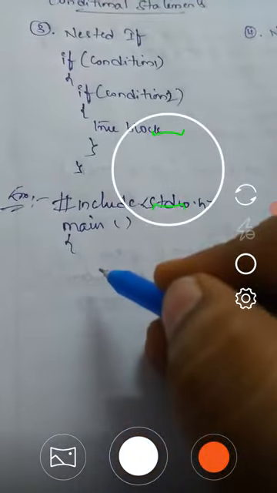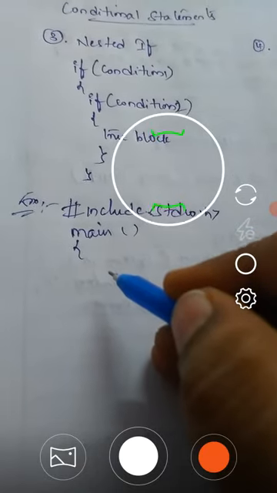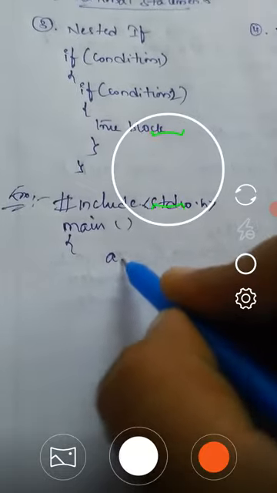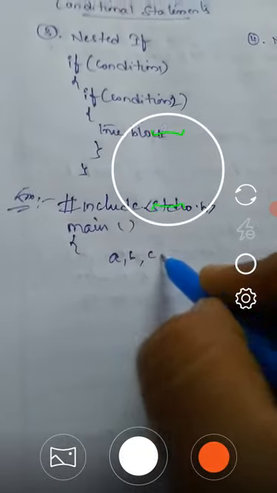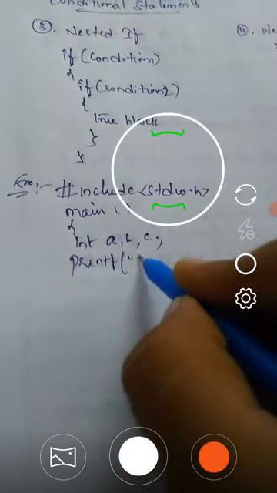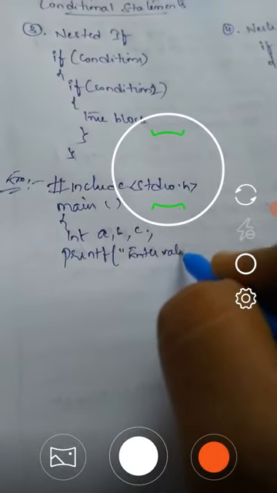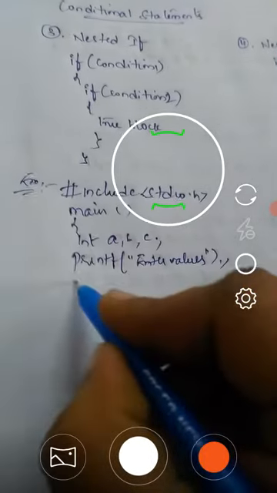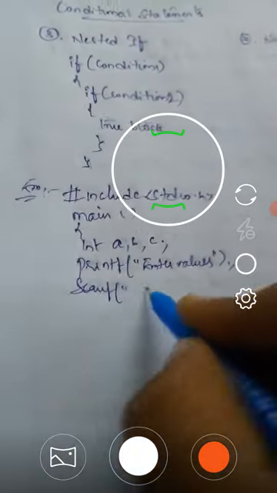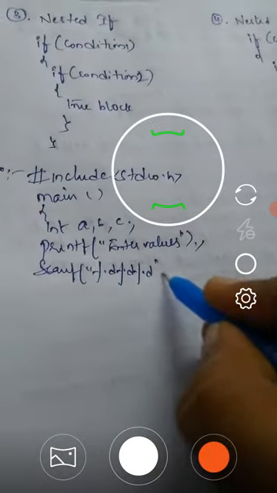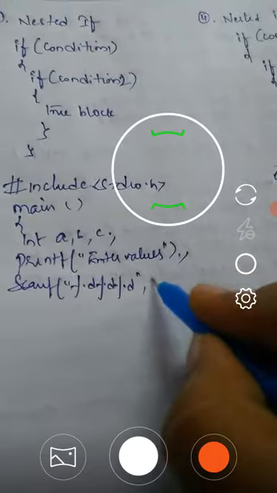For comparing whether the given numbers are equal or not, we need three variables here, a, b and c, of integer data type. Then I am writing a printf statement to enter the values of a, b and c. Then, to read the values of a, b and c, I am using a scanf statement.